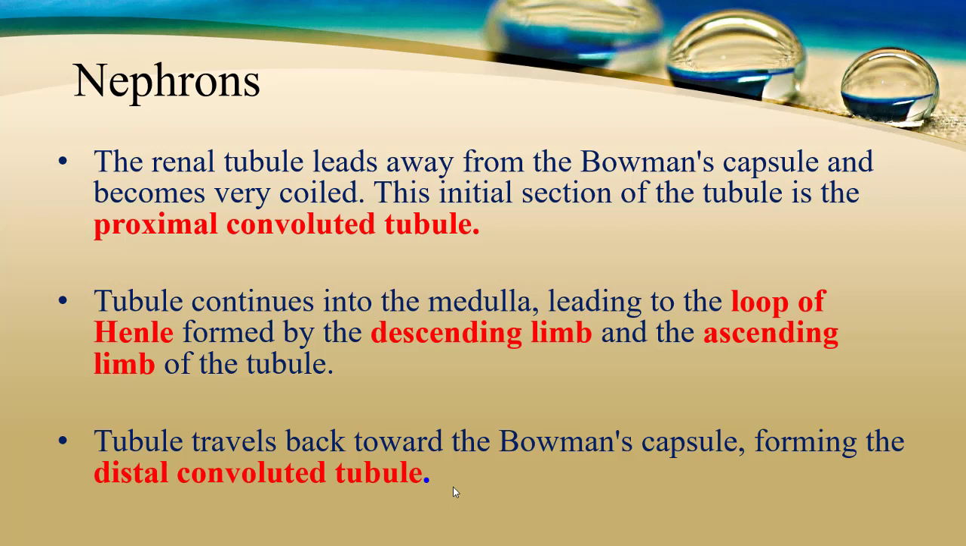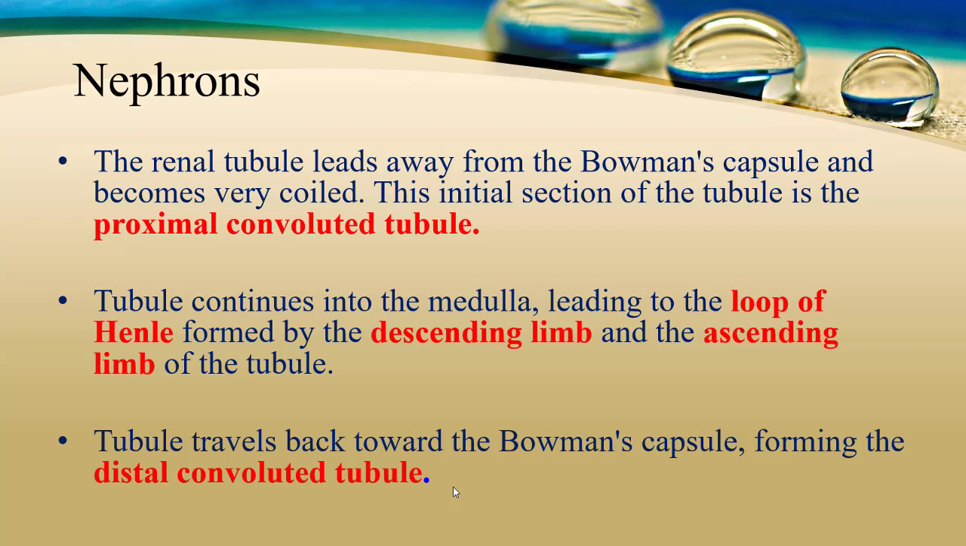And this first part of the tubule is very, very coiled. This initial section of the renal tubule has a very specific name. It is called the proximal convoluted tubule. It's called that because it's proximal, or very close to the glomerulus. It's convoluted because convoluted means very coiled or very twisted.